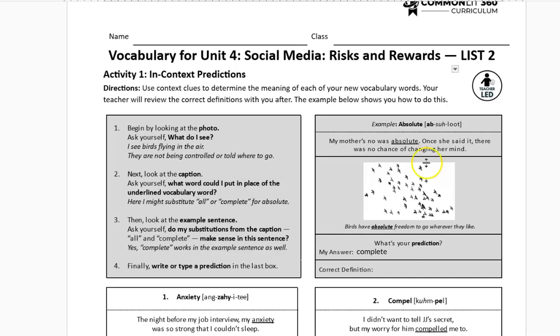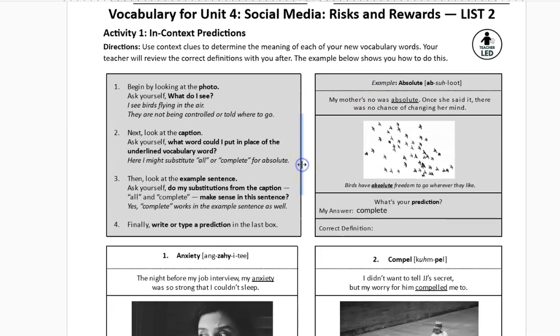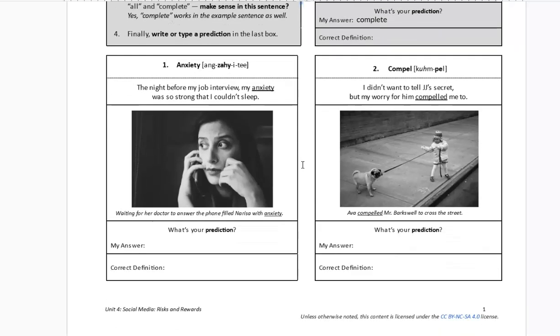I think in this situation, complete makes a little bit more sense. So in the box where it says my answer, that's what we would type, complete. And then we're going to talk about what to do in the correct definition box here in just a second. Just remember as you're going through this today that these examples and the directions are going to be up at the top, so you can refer back to those if you need to.